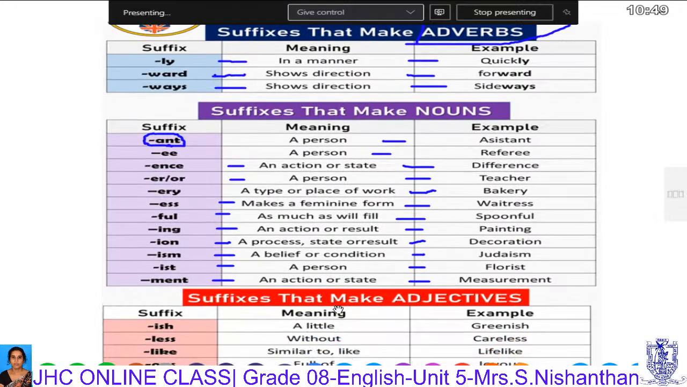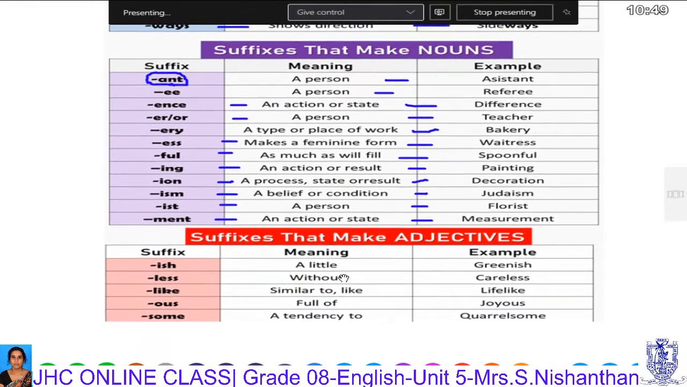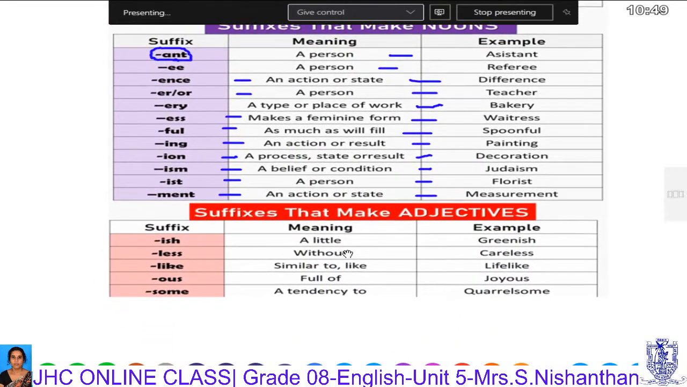Then the suffixes that make adjectives. Then we went through the nouns and now the adjectives. ISH, selfish, right? Greenish, a little. If it is a little like that, we use ISH: greenish, selfish, childish. We say, He is very childish. You can describe a person. He is very childish, right?